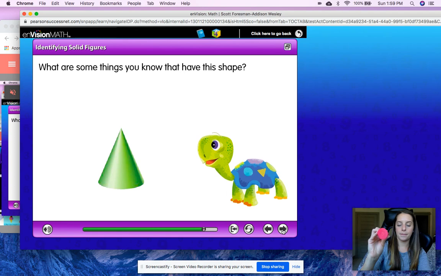What are some things you know that have this shape? I'm sure if I turn it this way, you can already start thinking of what it might be.